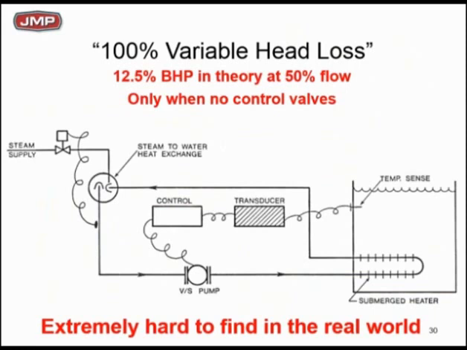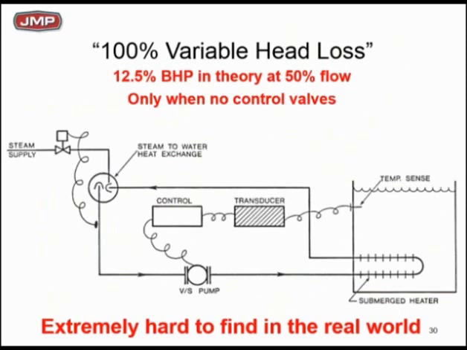Here's an example of a 100% variable head maybe. I got rid of the two-way valve. There's no two-way valve. Hard to find these applications. In fact, very seldom do you see them. This particular one is process. I've got a variable speed pump with a heat exchanger. I'm running through a process and I'm sensing temperature. The temperature is directly controlling the speed of my pump or the flow of water to the process. So now I've got a 100% variable head.